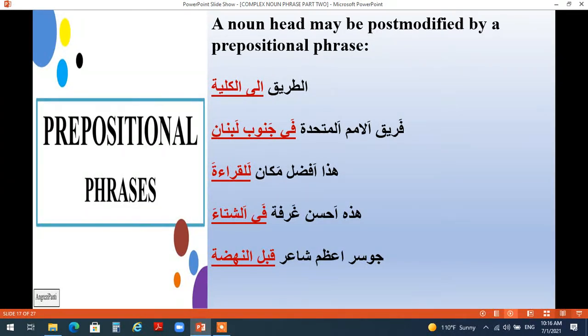For example الطريق إلى الكلية. إذن إلى الكلية this is a prepositional phrase which is used as a post modifier for the noun الطريق.